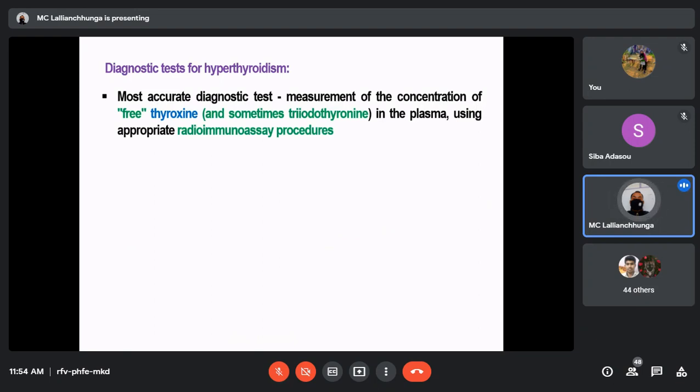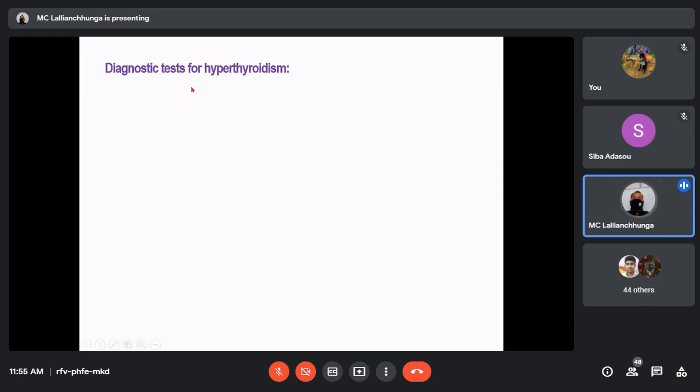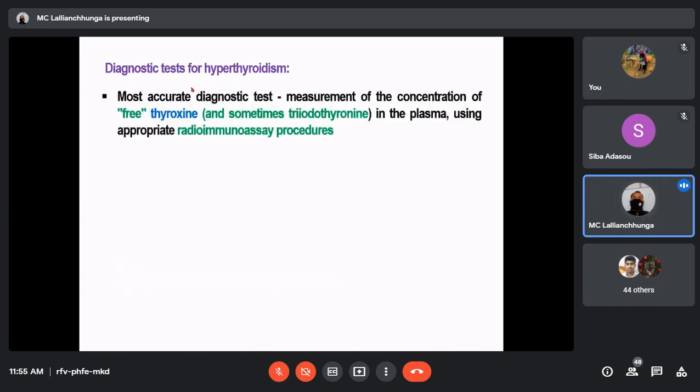Actually, these are all pathological conditions, but it may come in your exam also. We have to know this one. So nowadays, the thyroid function test is very common. We just call this a thyroid test. TSH and thyroxine levels are usually determined.